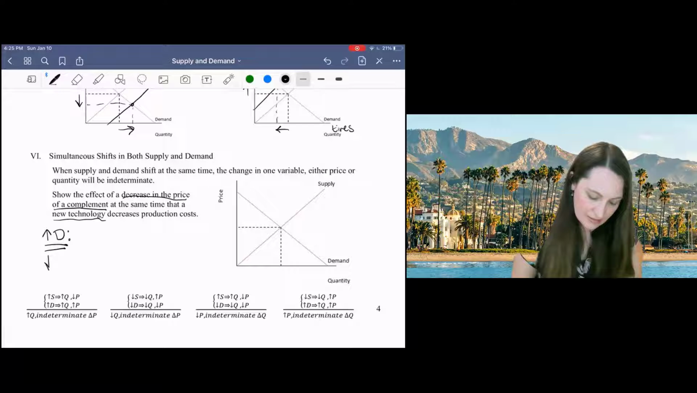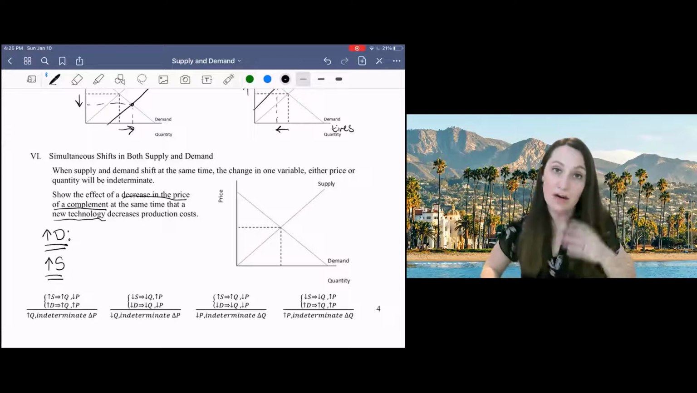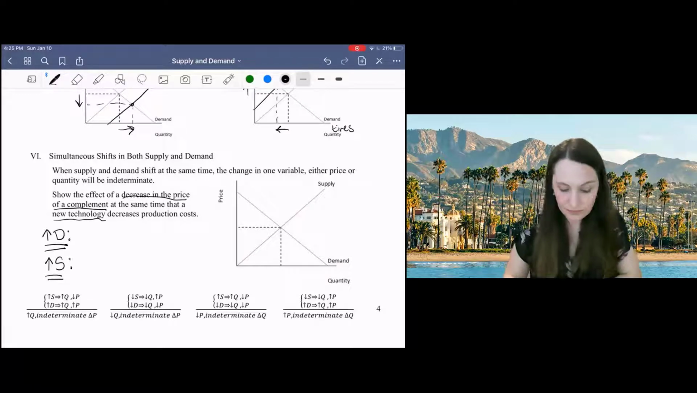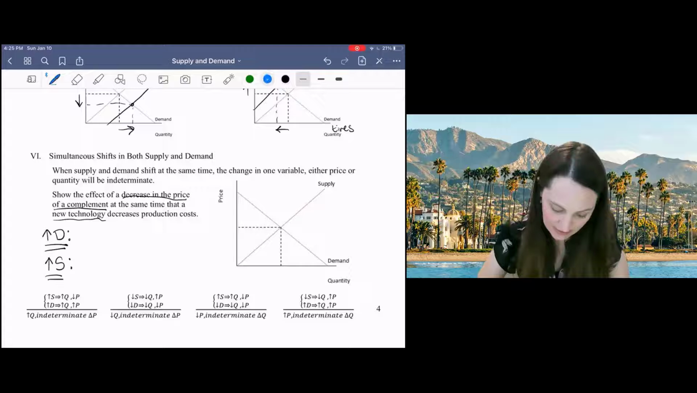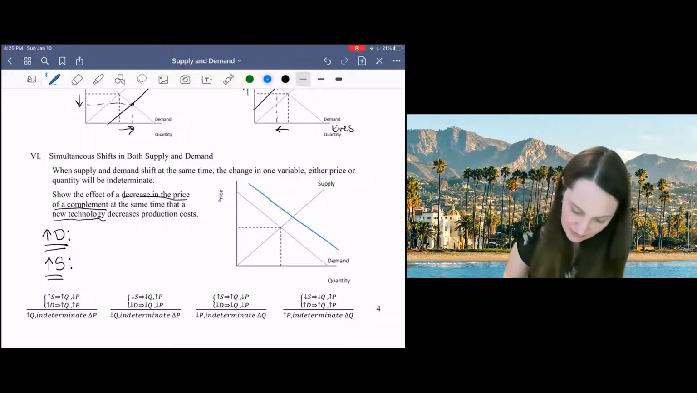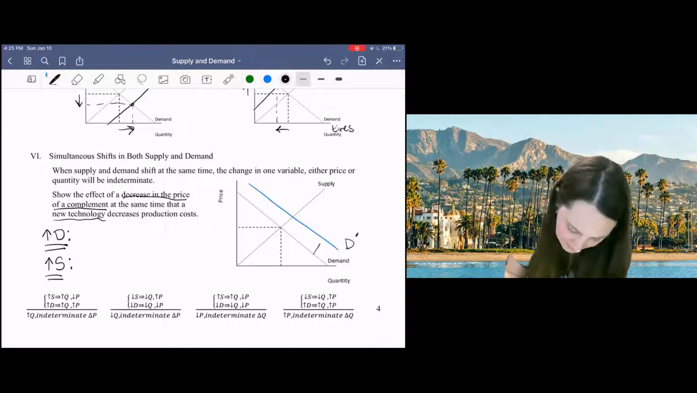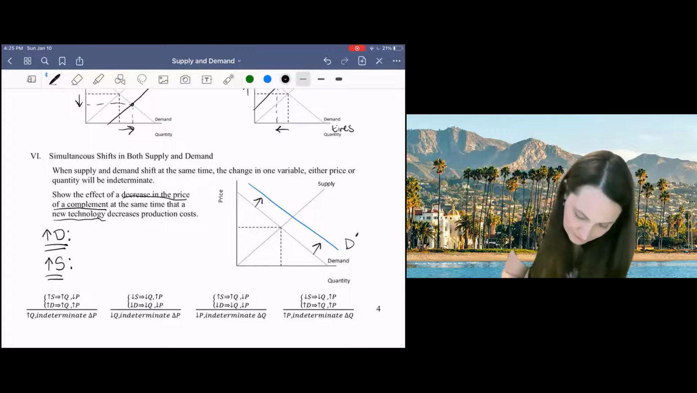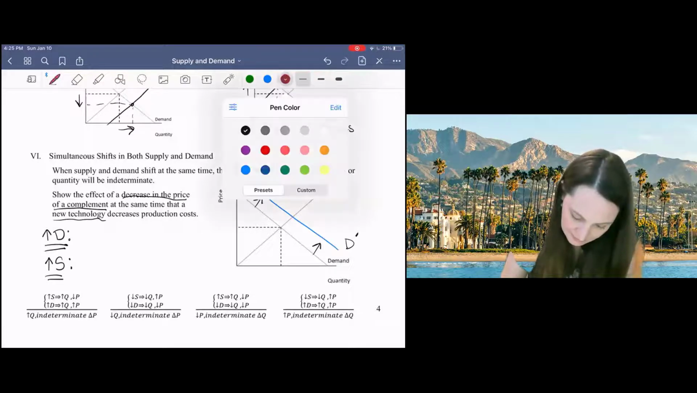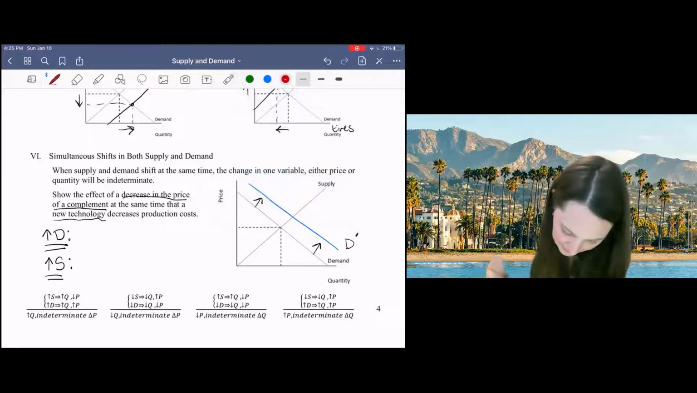On the other hand, the new technology will lead to an increase in supply of the product. So we have simultaneously an increase in demand and an increase in supply.